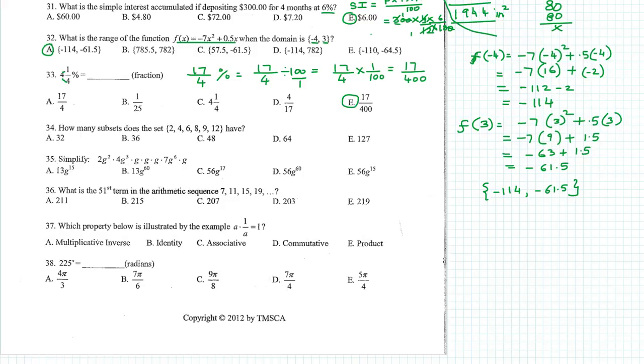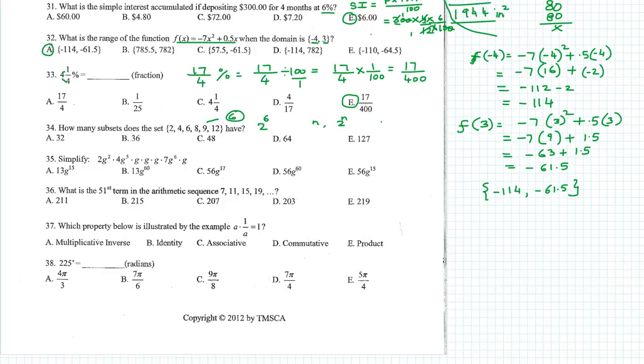Question 34. How many subsets does the set 2, 4, 6, 8, 9, 12 have? So the number of elements in this set is equal to 6. So the number of subsets is equal to 2 to the power 6. If the number of elements in a set is n, then the number of subsets that can be formed is 2 to the power n. So in this case, n is 6, so the number of subsets will be 2 to the power 6.